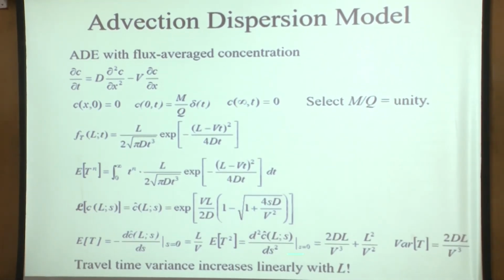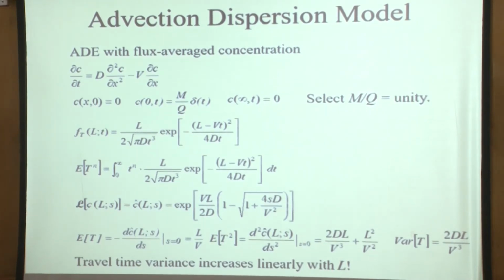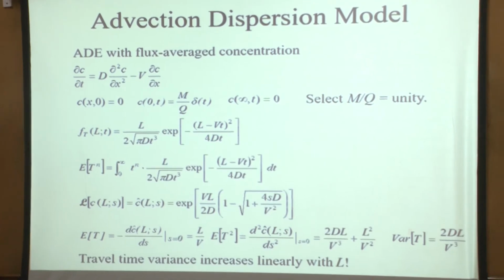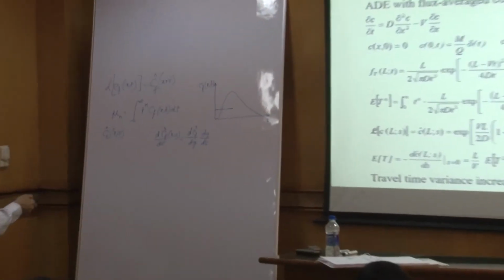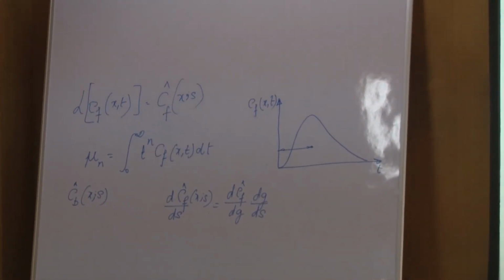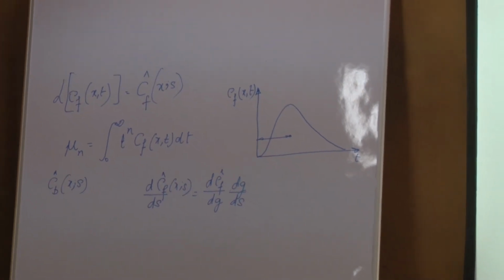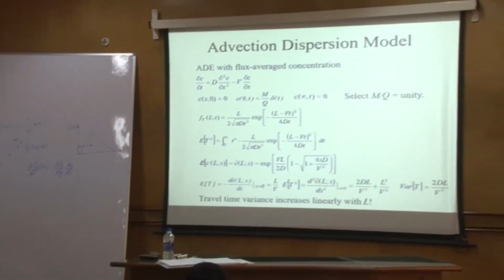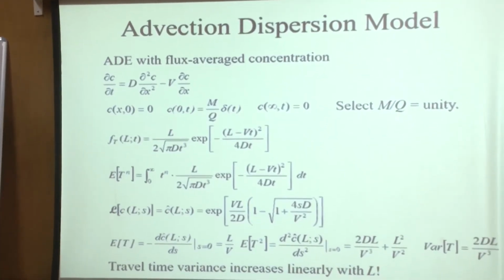But this is what, so if I'm using the advection dispersion equation, if I'm given flux concentration data, I divide this by m over q, make it a probability density function, find the numerical first and second moment, equate those to L over V and this quantity, and I find D and V. This is my estimate using method of moments of these model parameters.